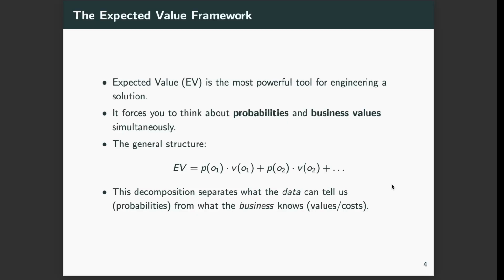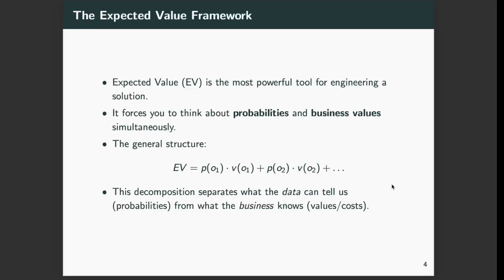Let me write it out for you now. The general structure of expected value is EV equals P of O1 times V of O1 plus P of O2 times V of O2, and so on for all possible outcomes. Let me read that carefully in words. For each possible outcome, let us say outcome 1, outcome 2, and so on, we multiply two things. First, the probability that this outcome occurs, which we write as P of O sub i, and second, the business value of that outcome, which we write as V of O sub i. We then add up all of these probability times value products across all possible outcomes. That sum is the expected value.